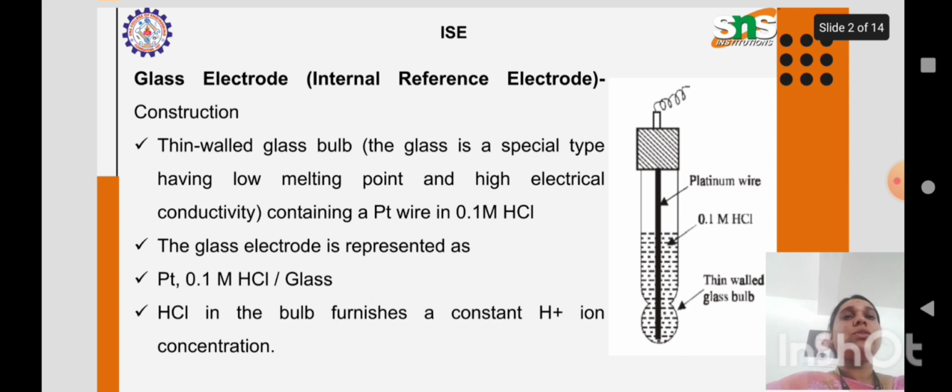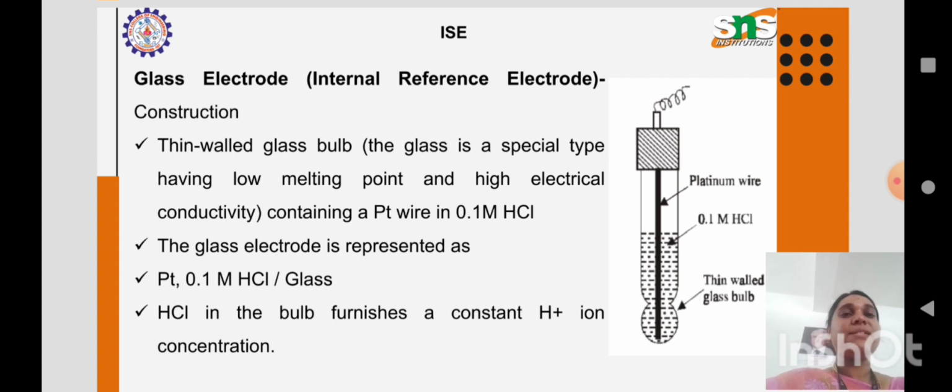The glass electrode is considered as the internal reference electrode. The construction of this reference electrode: a platinum wire is dipped in a solution of 0.1 M HCl, and a thin walled glass bulb is at the bottom. The thin walled glass bulb has a low melting point and high electrical conductivity, and contains the platinum wire dipped in 0.1 M HCl.